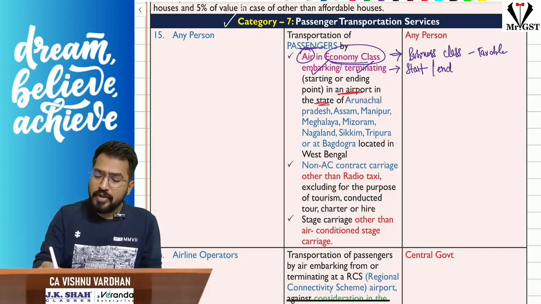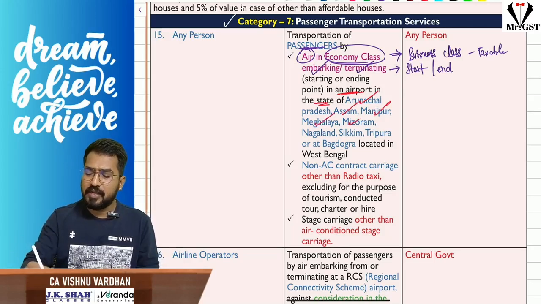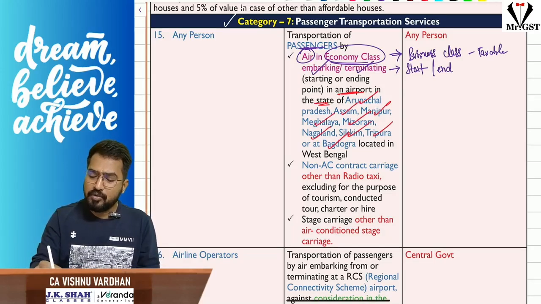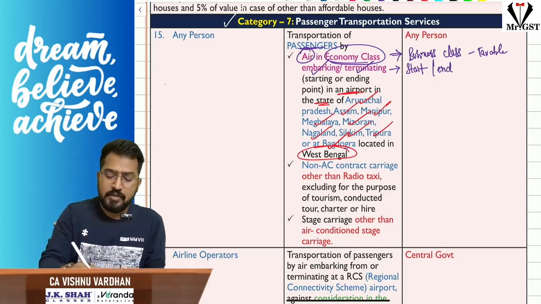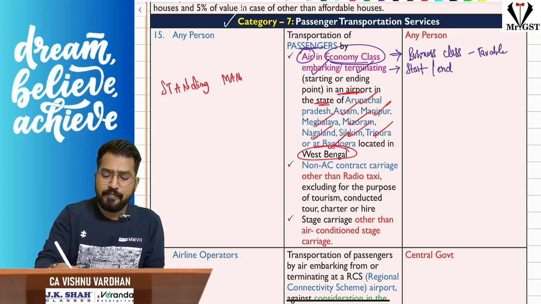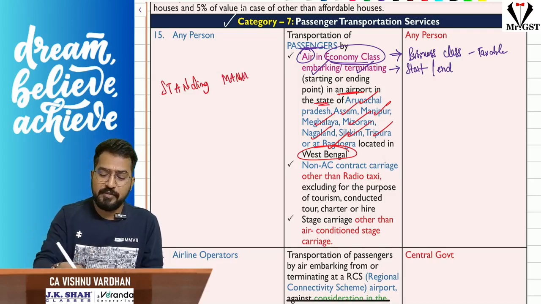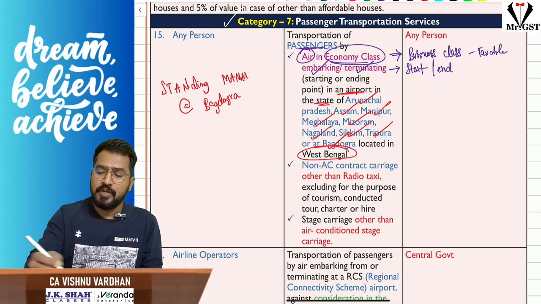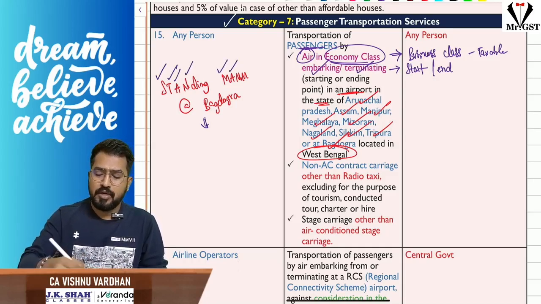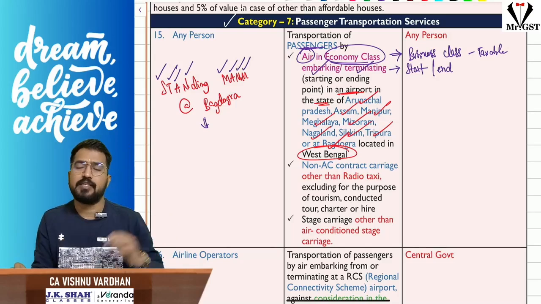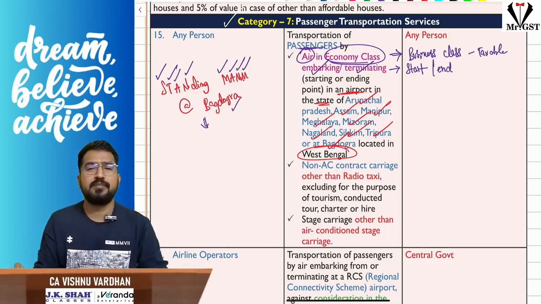In an airport located in the states Arunachal Pradesh, Assam, Manipur, Meghalaya, Mizoram, Nagaland, Sikkim, Tripura, Bagdogra of West Bengal. What is this? So please understand, I have a code for this: standing ma'am, just like we have seen in composition scheme. Where is ma'am standing? At Bagdogra. In this case, your journey is starting in or ending in Sikkim, Tripura, Arunachal Pradesh, Nagaland, Manipur, Assam, Mizoram, Meghalaya, or of course Bagdogra, it is exempt under GST.